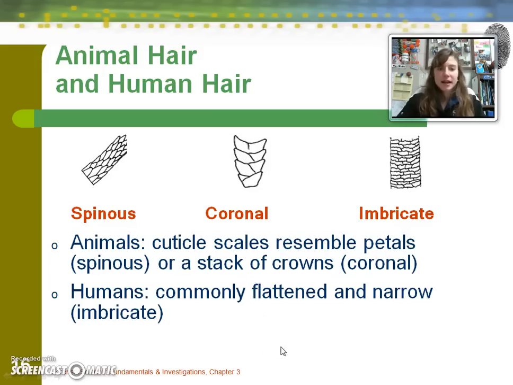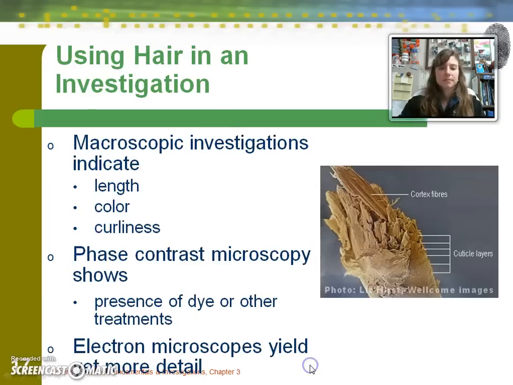Other differences in the animal and human hair can be found in the cuticle. So humans tend to have the imbricate cuticle pattern, where you have this flattened and narrow look, kind of like irregular roof shingles, whereas animals tend to have either the spinous or the coronal cuticle patterns. So in using hair in investigation, obviously macroscopic investigations, just preliminarily, you can evaluate the length, the color, and the curliness of the hair.